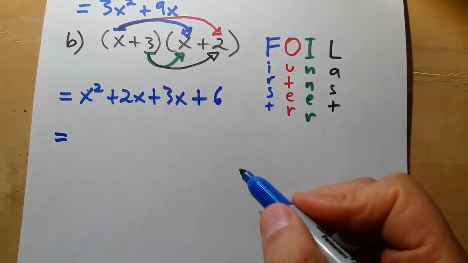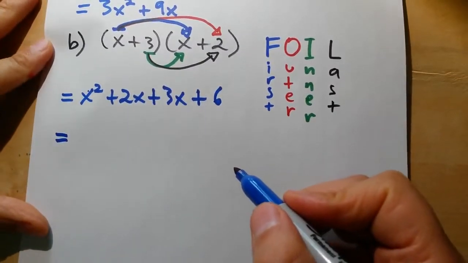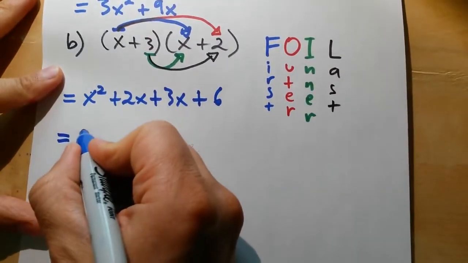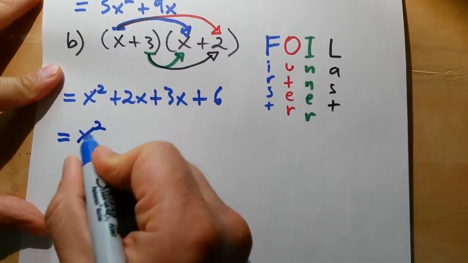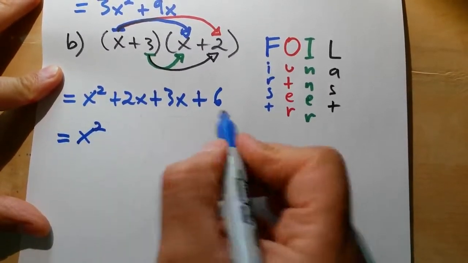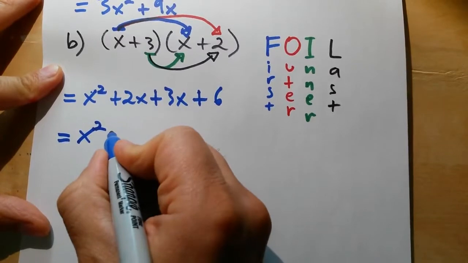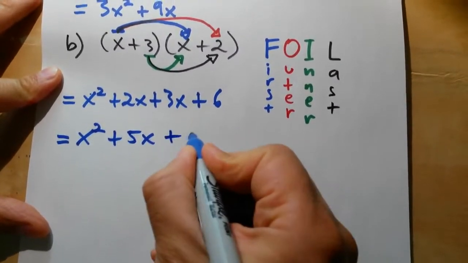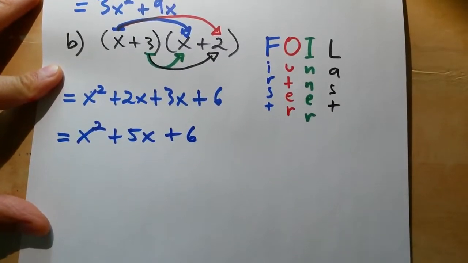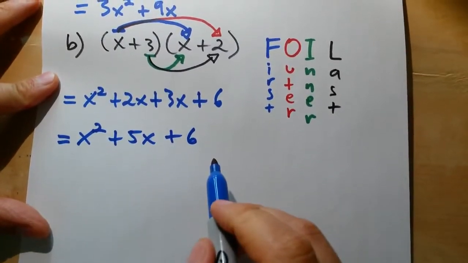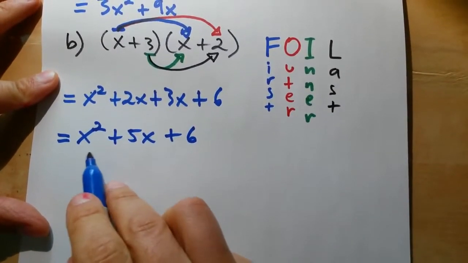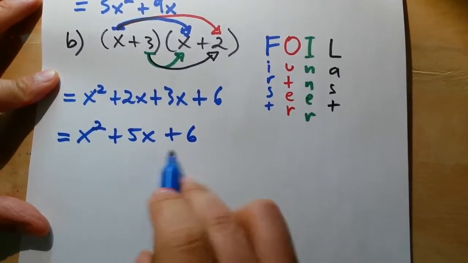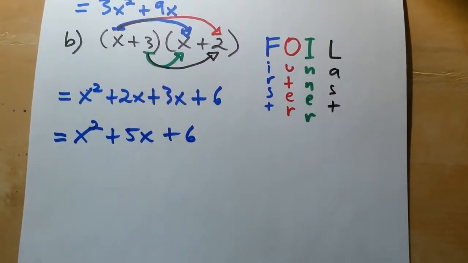When we expand expressions, we have to collect like terms and simplify them. So let's simplify this. This becomes x squared. Any like terms to this one? No. 2x plus 3x gives us 5x, right? Plus 6. Can we further simplify this? No. All of these are not like terms, right? So that's it. We're done with that one.